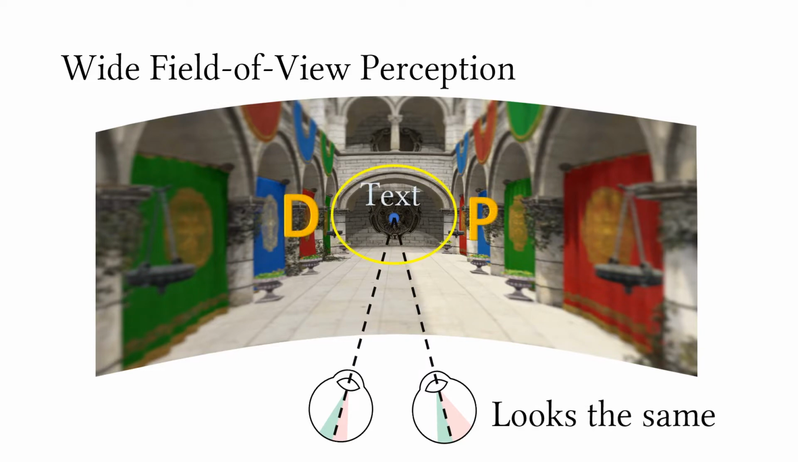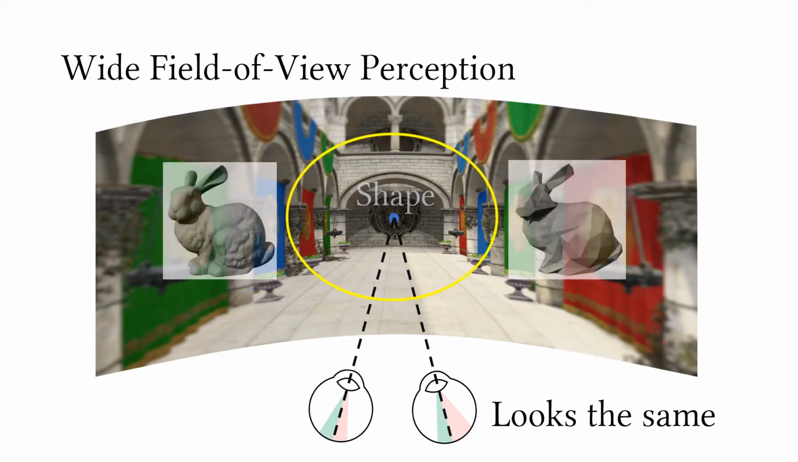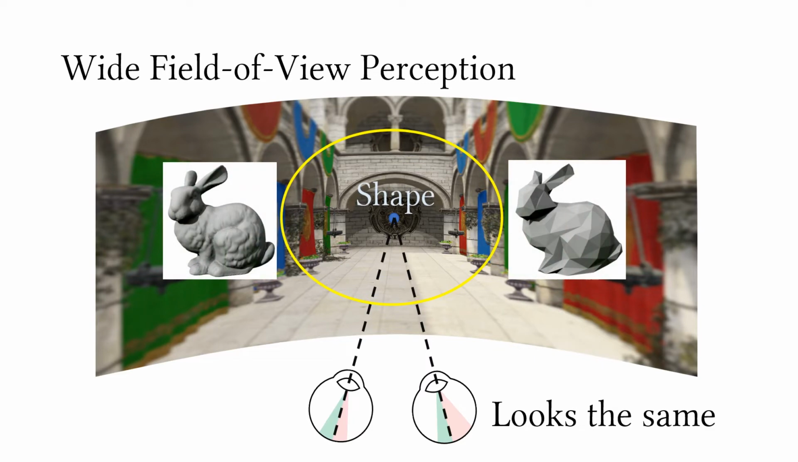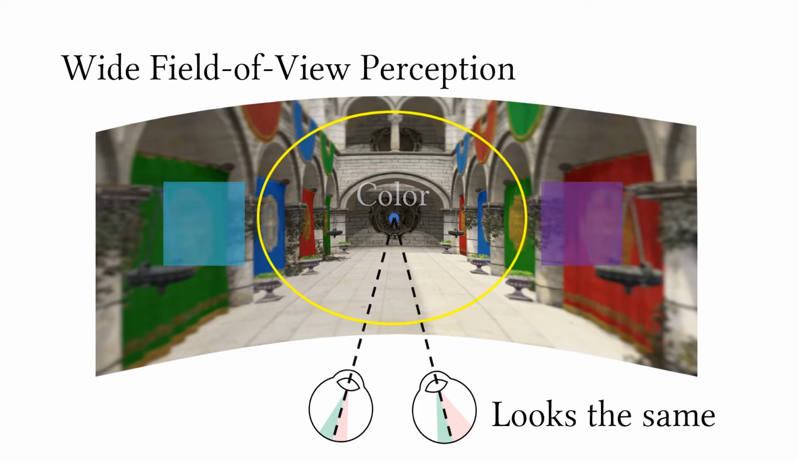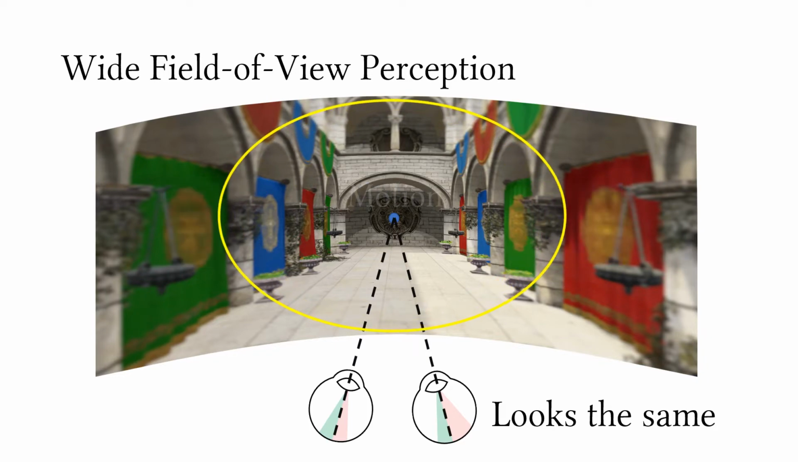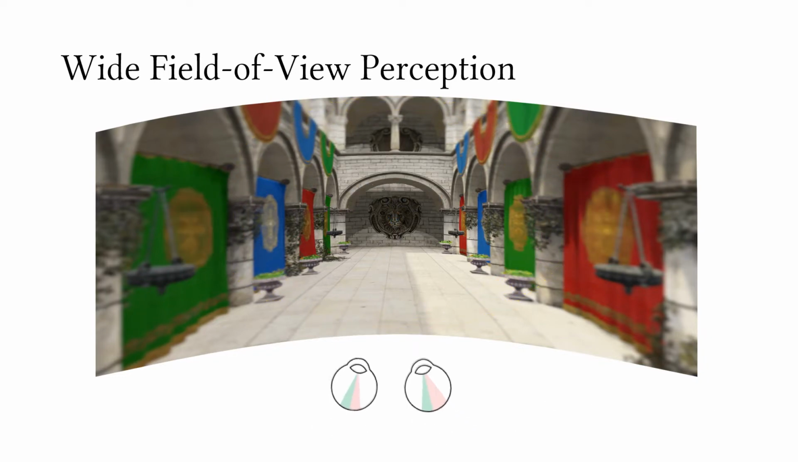Consequently, at a certain eccentricity, that is, the angular displacement from the fixation point to the stimulus in question, we lose our ability to discriminate between text. At higher eccentricities, we start losing our ability to discriminate between shapes, followed by color, and then motion. But why does this happen?